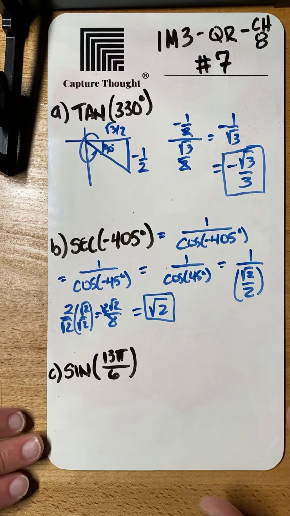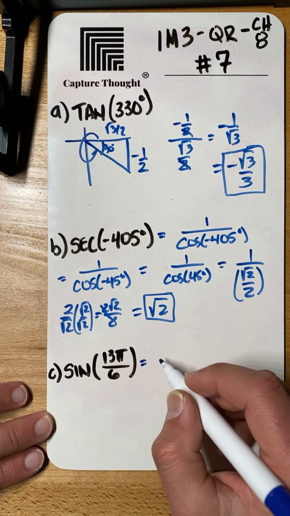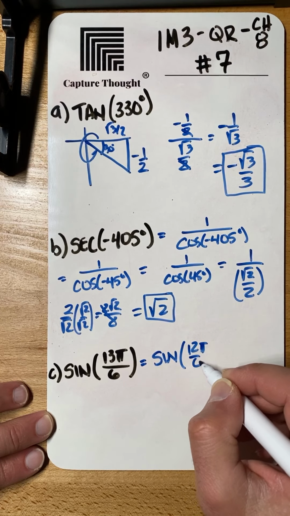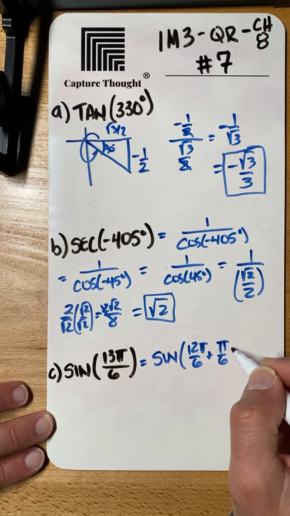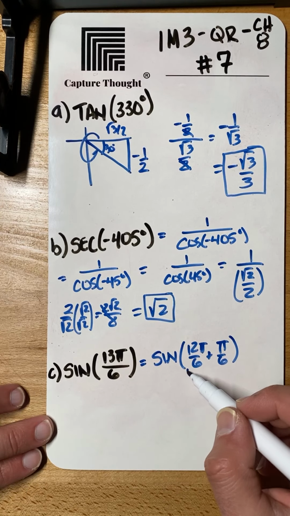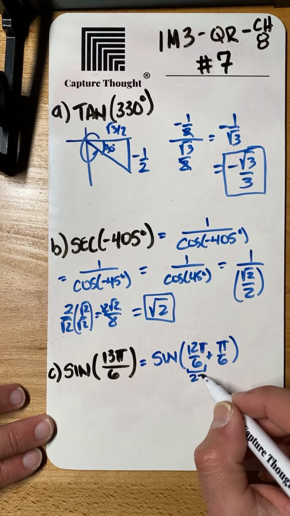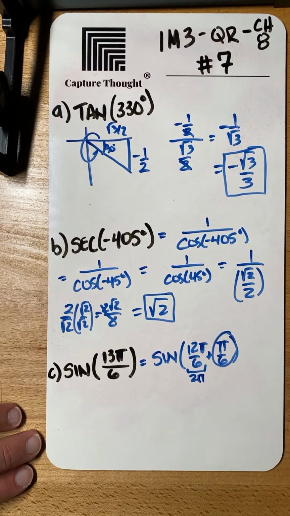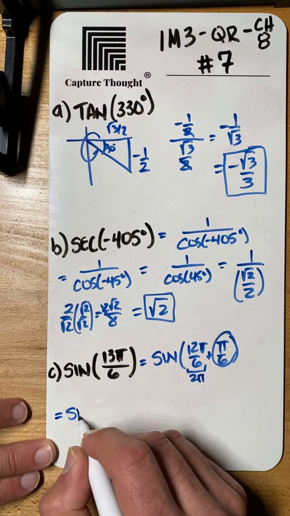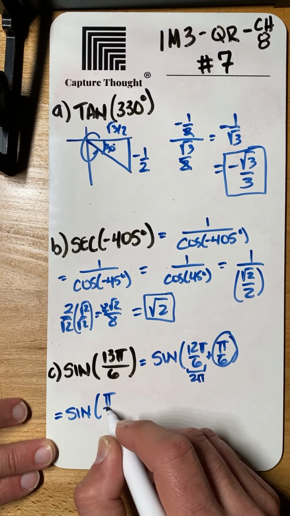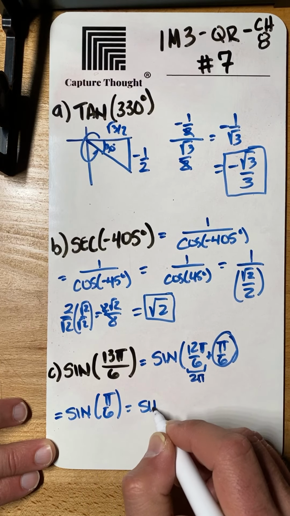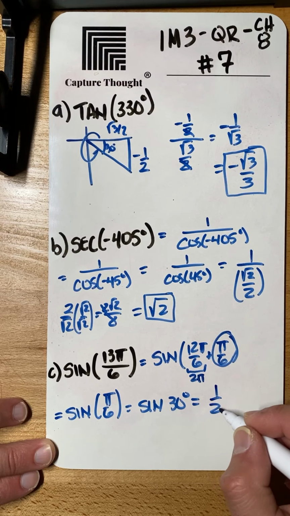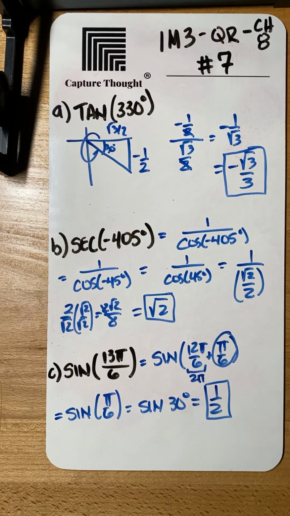Okay, last one. This is basically the same thing as the sine of 12 pi over 6 plus 1 pi over 6. Why did I do that? Well, because that right there is just 1 revolution of 2 pi, and this is all I have left over, so it's coterminal. So this is just the same thing as the sine of pi over 6, and that's the same thing as sine of 30 degrees, and that one we should definitely have memorized by now. That's just 1/2. So that's how I approached number 7.